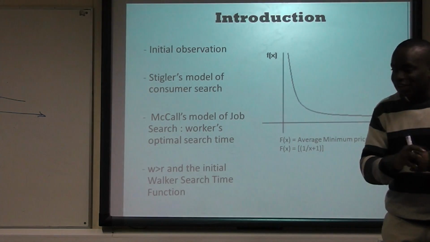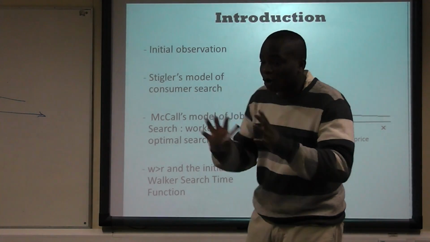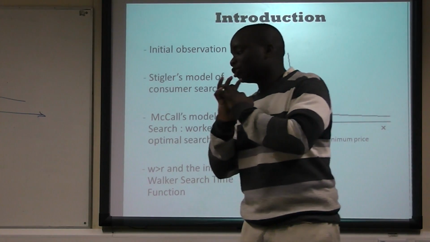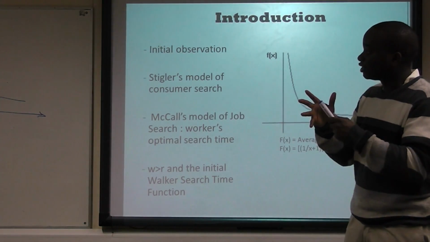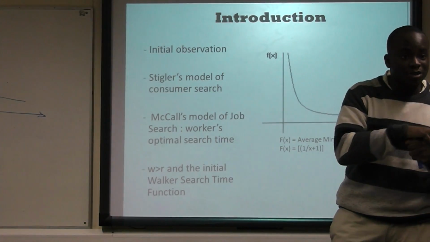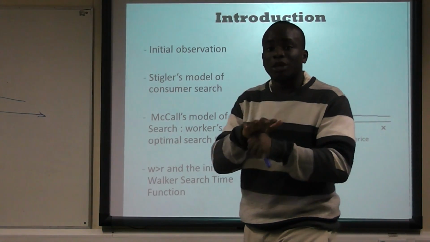So McCall was the first one to formalize a model for job search. His model is dynamic, and it stresses the fact that there's a reservation wage, which means that each job seeker has a minimum wage they're willing to accept.